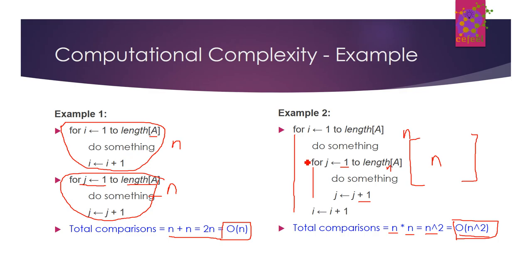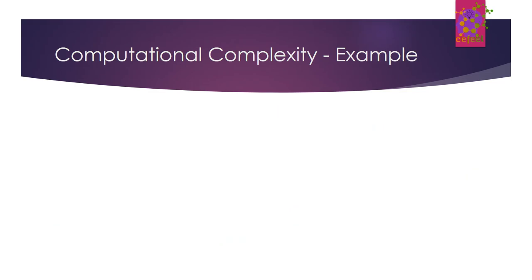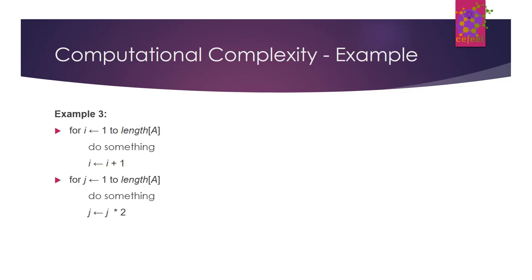So let's now move on to the third example, which is a little different but also similar to example one. Now we have the first for loop, which is the i loop, exactly the same, which means i equals 1 to length of a, do something, and then i is incremented as i plus 1. So notice this would run n times. Now the second for loop is a bit different. The second for loop runs from j equal to 1 to a, but j is not incremented by 1 at a time, so j is multiplied by its previous value with the number 2.